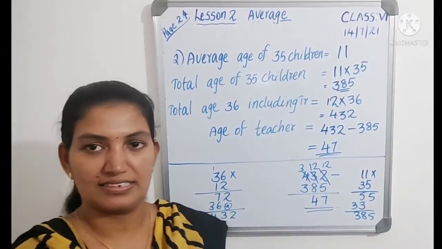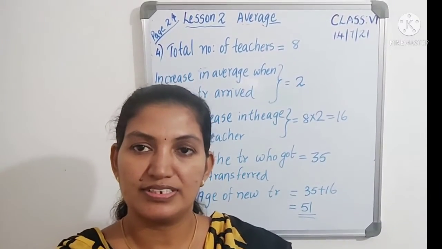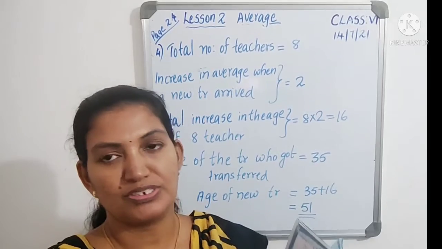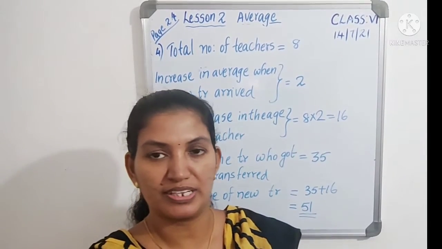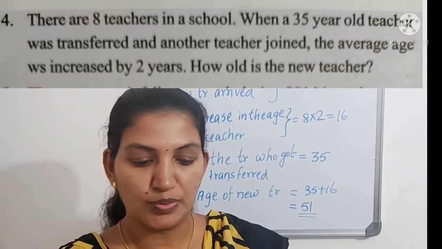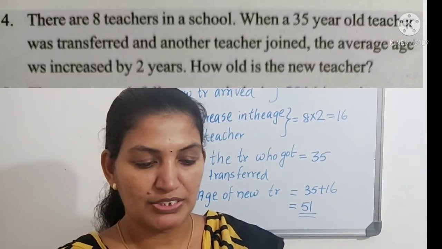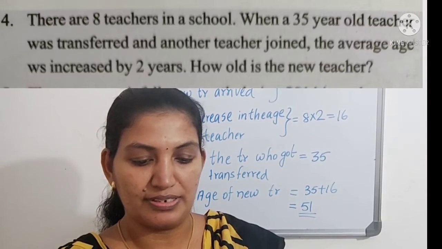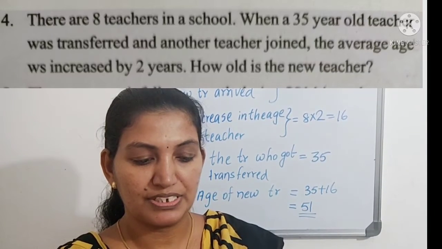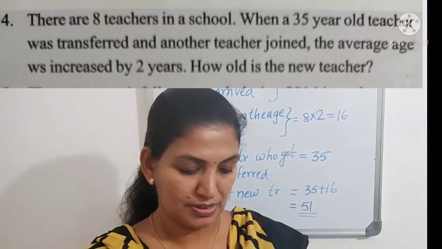The same model question we did in the last class. Okay, easy for you. Next, third question. That is also the same model question, you have to do it as homework. Okay. Next, fourth question. There are 8 teachers in a school. When a 35-year-old teacher was transferred and another teacher joined, the average age increased by 2 years. How old is the new teacher?